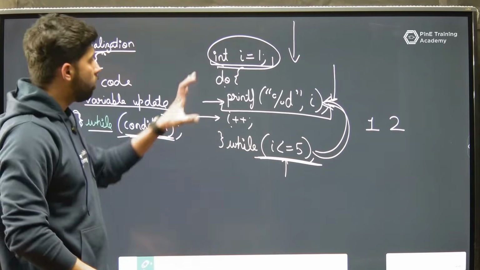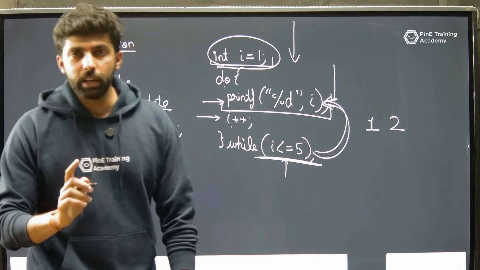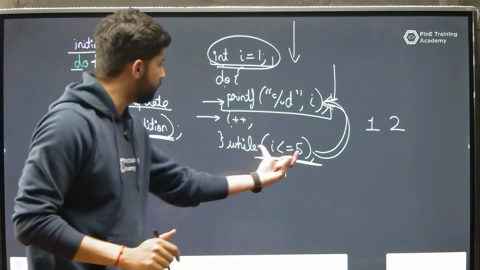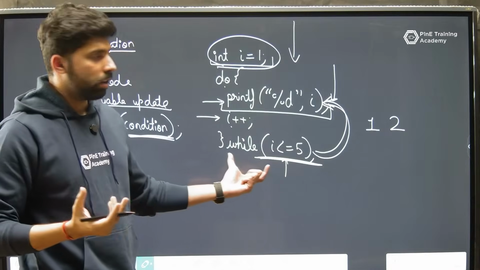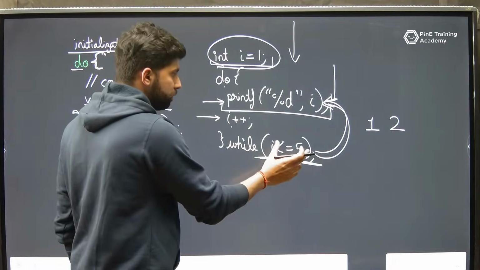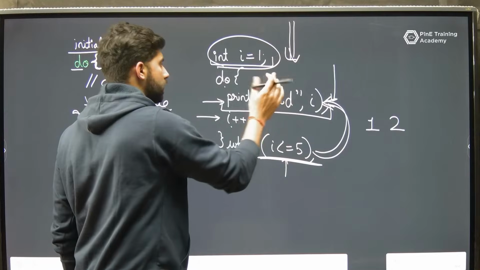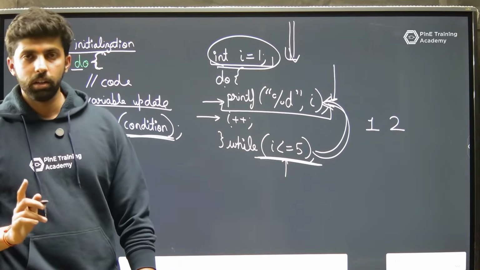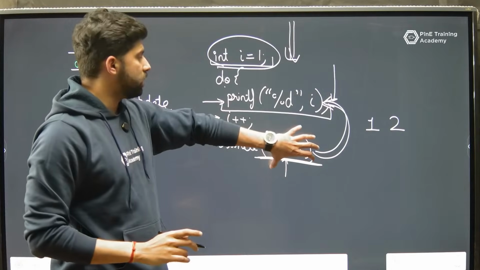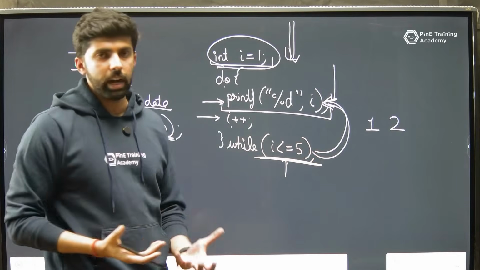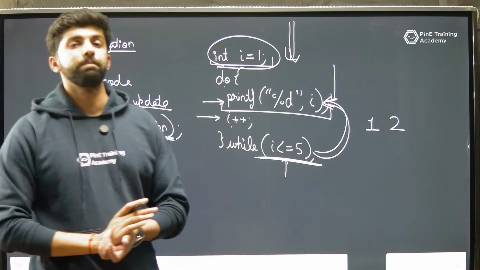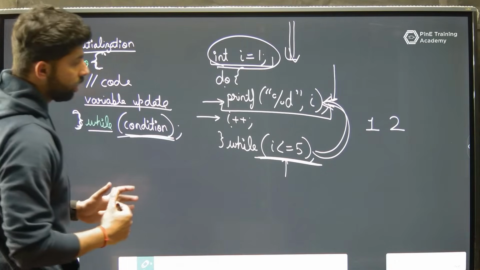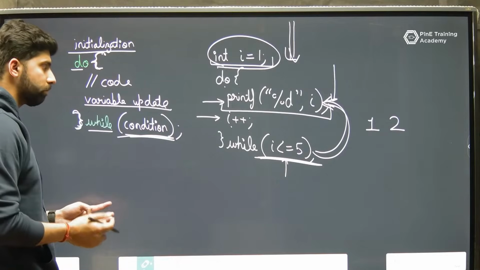So the difference in the do while loop is that it executes at least once. It will get executed at least once even if the condition is not true. Even if the condition is false, we are coming from the top, and since there is no condition here, we will execute the loop once. And then only we will check the condition and decide if we want to execute again or not. So this is your do while loop.